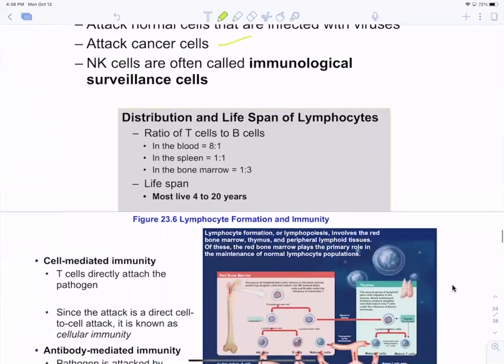Lifespan of lymphocytes can really vary, but most live anywhere from 4 to 20 years. And so that's why some immunizations you can get once in a lifetime, and some you have to get booster shots every 5 to 10 years. It just depends on the lifespan of the particular B cell or T cell that you have immunized to recognize a particular virus or pathogen.